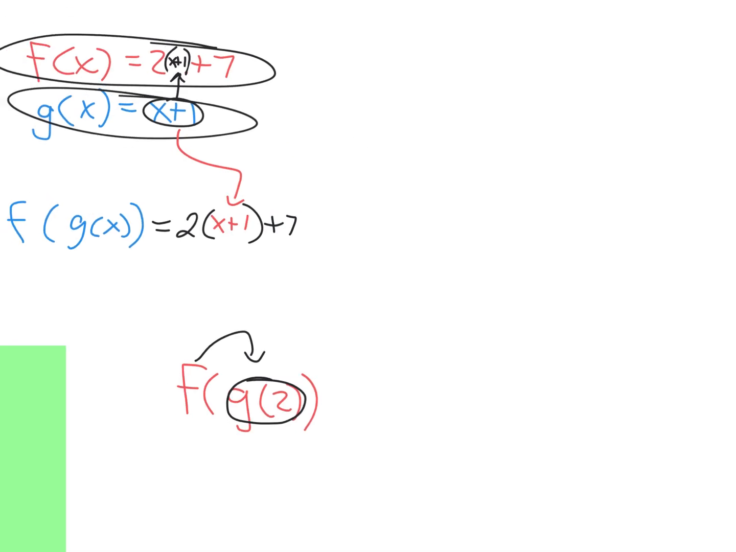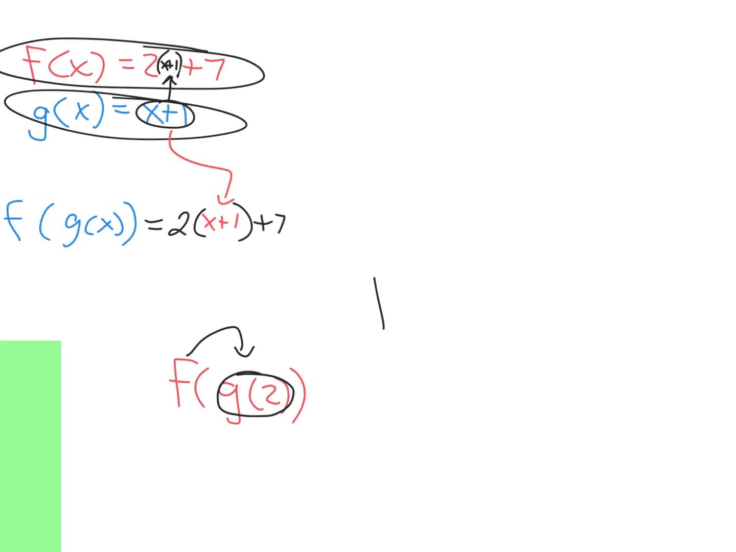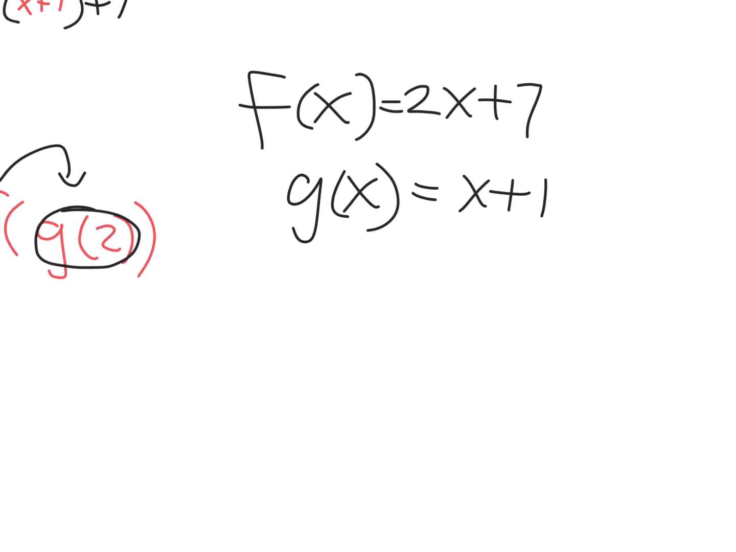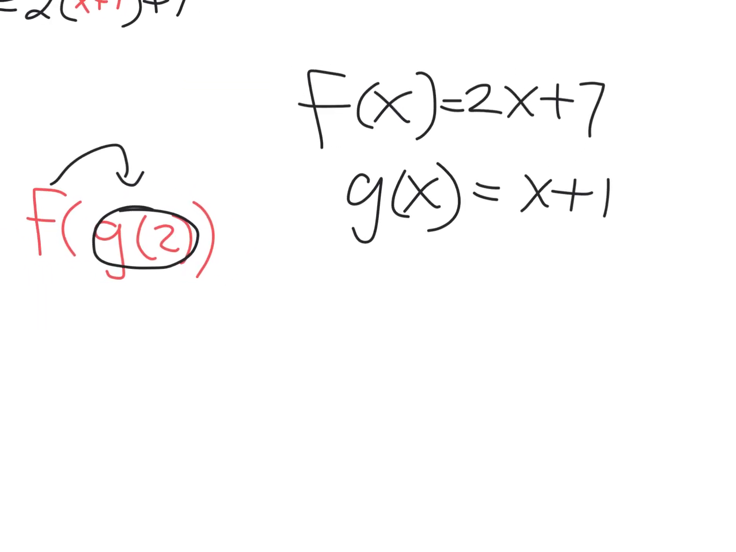All right, I'm just going to recopy these down. We'll use the same exact functions. F of x is going to be 2x plus 7. And g of x is going to be x plus 1. Whenever math gets complicated, you do one thing at a time. Just one thing. So where do you start? You start on the inside. You do g of 2. Just that. All you got to do right now is stick a 2 into the g.